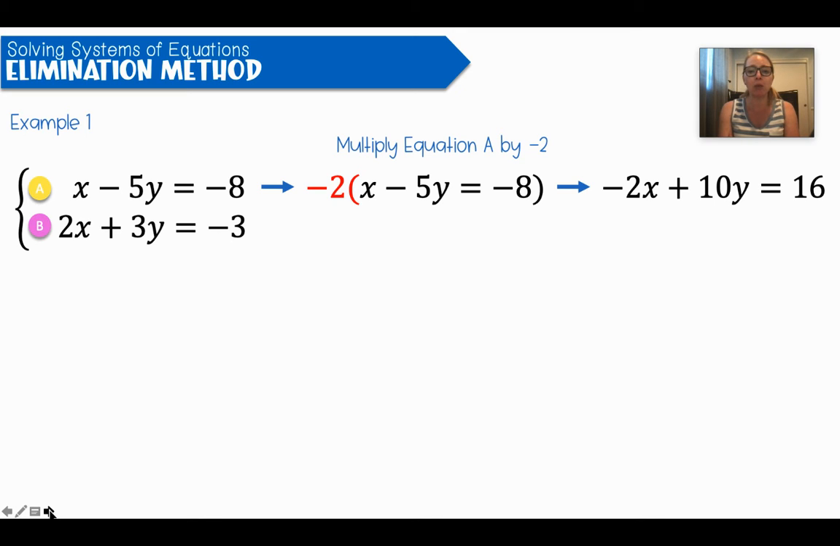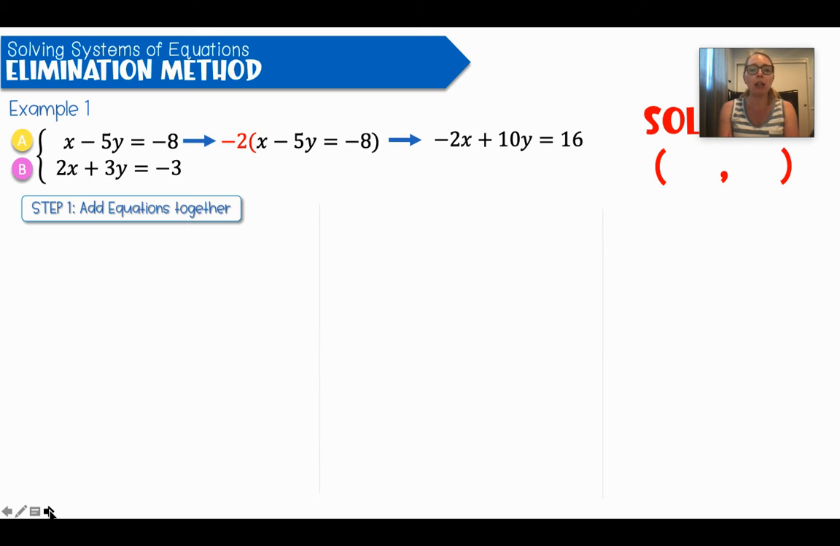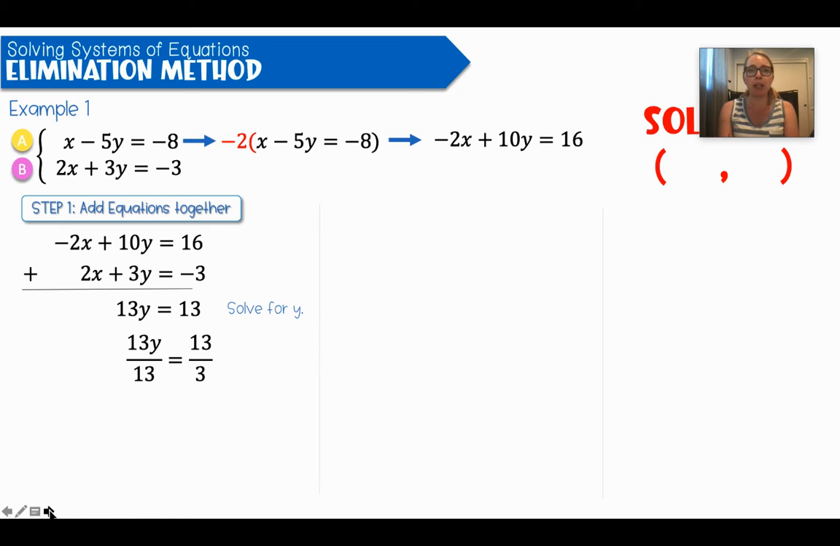and we're going to get negative 2x plus 10y equals 16. So we're going to use our new equation A with the original equation B, and notice how now our x terms are opposite. So let's go ahead and add our equations together. Our x's make that zero pair. 10y plus 3y is 13y, and 16 plus negative 3 is 13. We're going to divide both sides by 13 and get y equals 1.